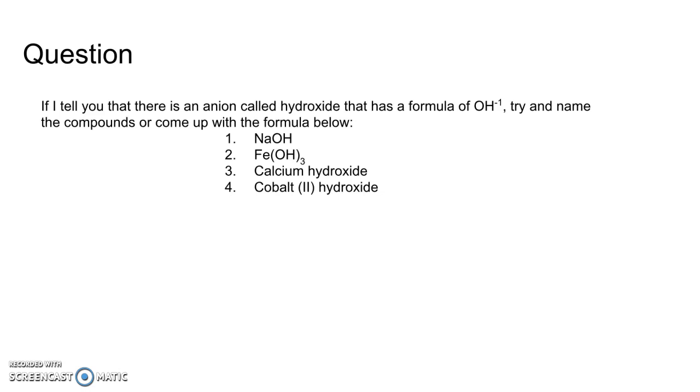All right, so with that, if I tell you that there's an anion, and it's called hydroxide, so remember anions are negatively charged, and it has a formula of OH minus 1. So it's what we call a polyatomic anion. You can figure out what the word polyatomic means for yourself. Try and name the compounds, or come up with the formula, just from the problems below. So there's these 4 problems. We'll discuss the answers to those problems in class.